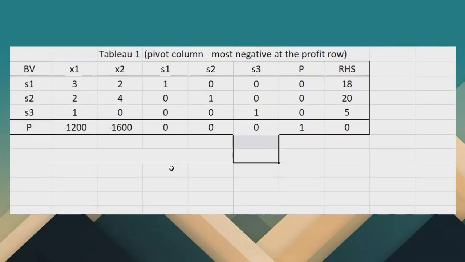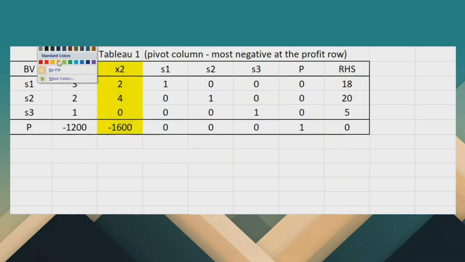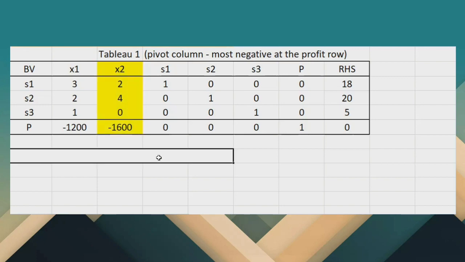To perform this simplex method, first step, select your pivot column, the column with the most negative at the last row or profit row. So the most negative is negative 16. Highlight this. This is your pivot column.